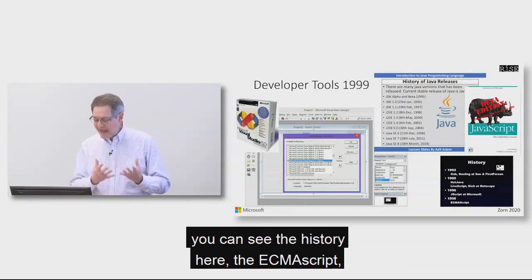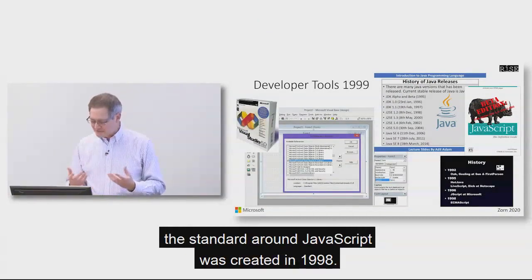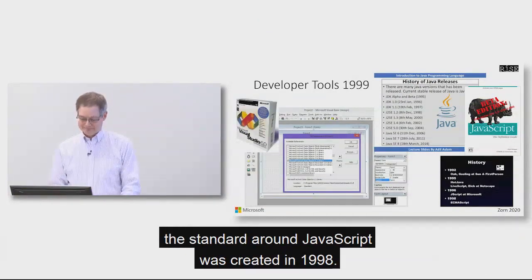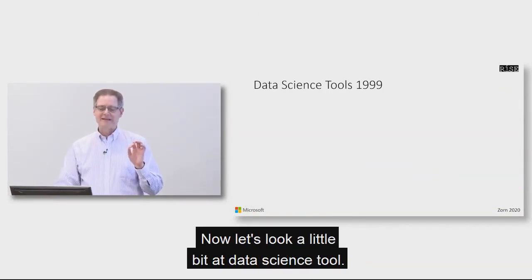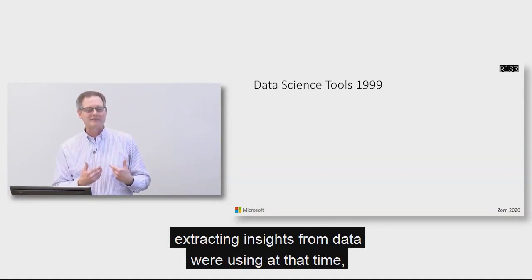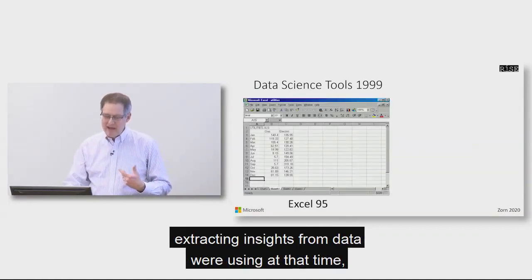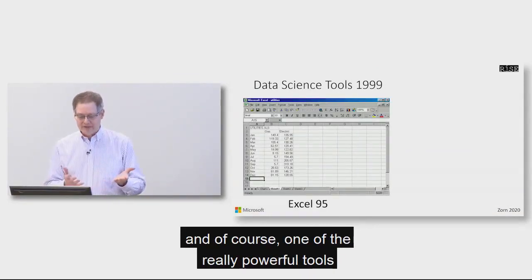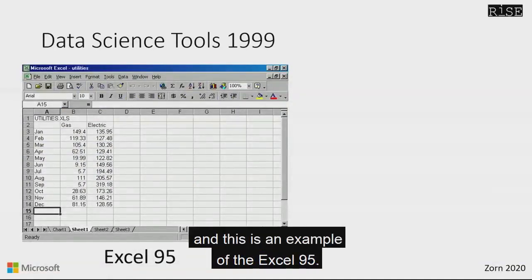The ECMAScript, the standard around JavaScript, was created in 1998. Now let's look a little bit at data science tools. These are tools that people working with extracting insights from data were using at that time. And of course, one of the really powerful tools at the time was Excel. And this is an example of Excel 95.